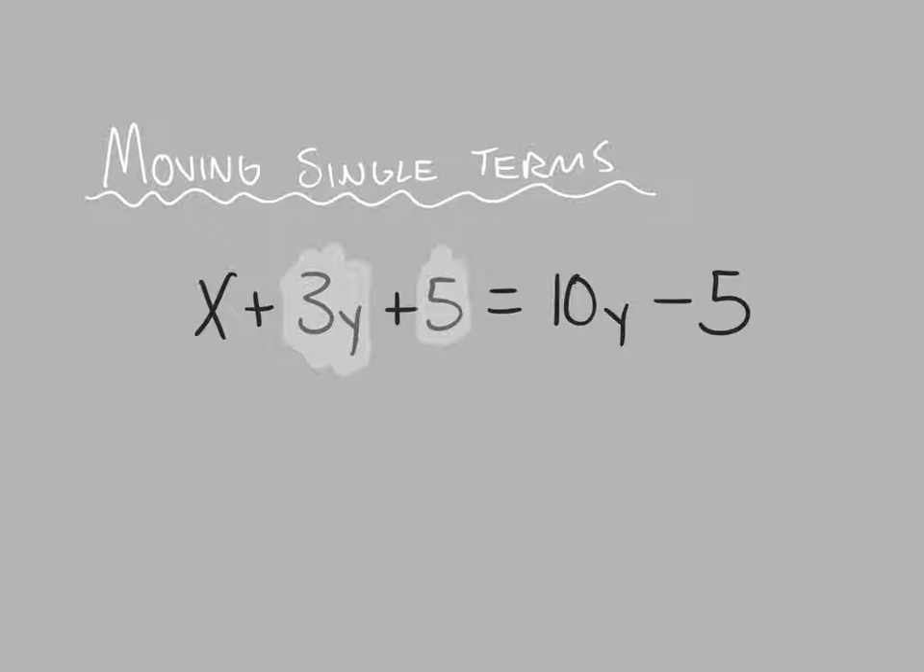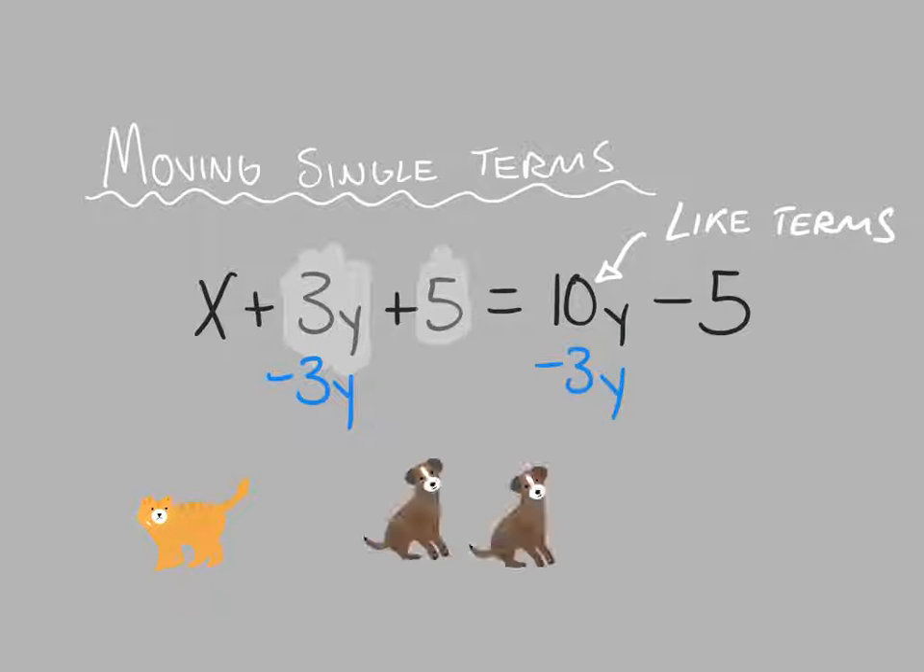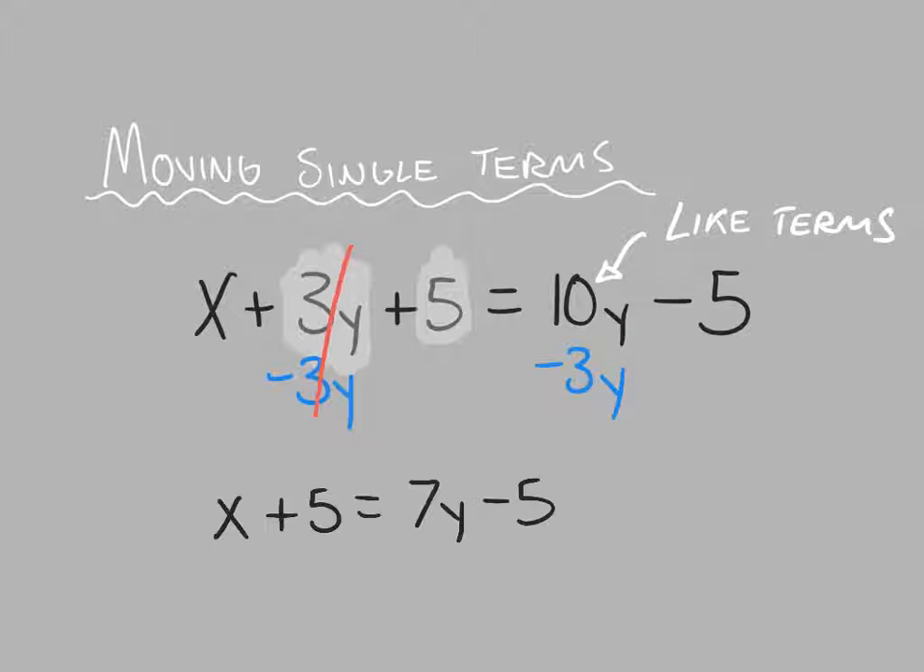It is a positive 3y, so in order to cancel it out, we are going to minus a 3y. But we have to minus the 3y from the other side. And where are we going to minus it from? Are we going to minus it from this 10y or this -5? We're going to minus it from the 10y because they are like terms. Just like cats can combine with cats and dogs can combine with dogs, y's are going to combine with y's. So written out, our equation will become x plus 5 is equal to 7y minus 5.